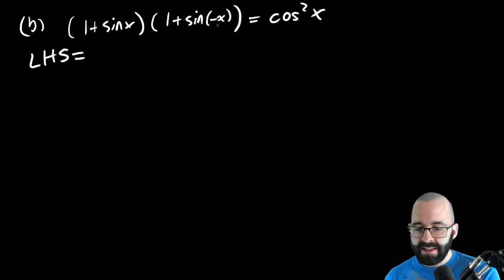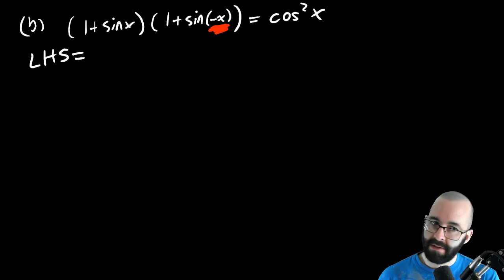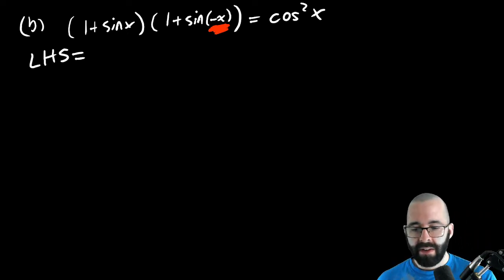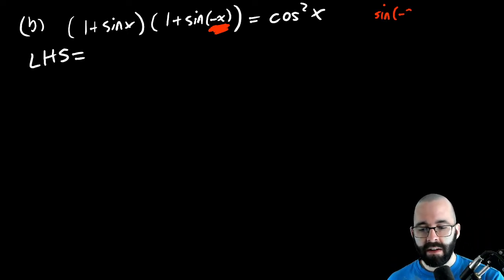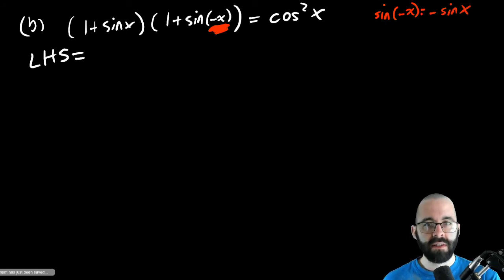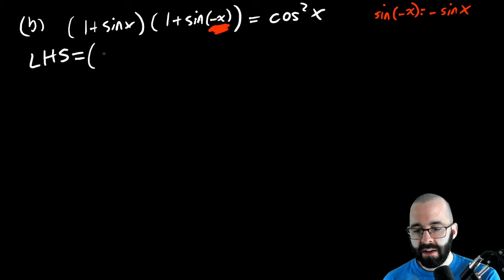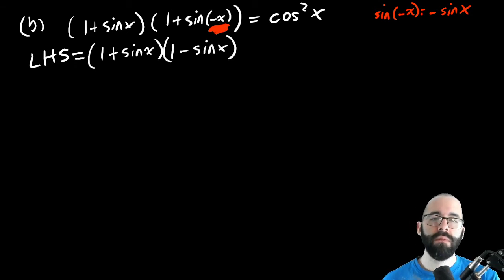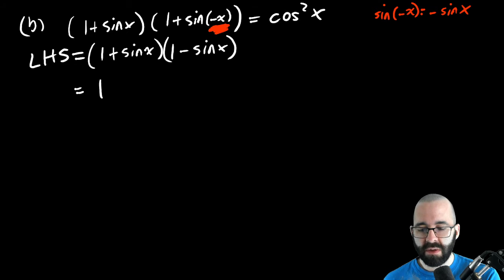First off, I see a negative x and I say, let's deal with that. All right, sine is odd. So it equals negative sine of x. Anytime you have a negative x, that's a really good place to start. This turns into 1 minus sine of x. This is the difference of squares formula. You could FOIL this out the long way, or it's the first thing squared minus the second thing squared.